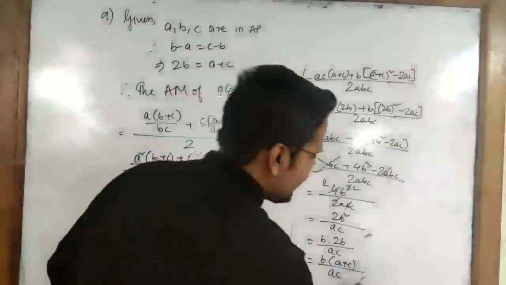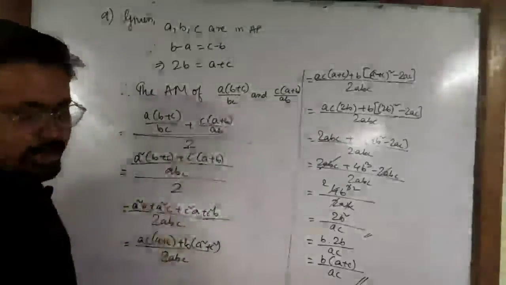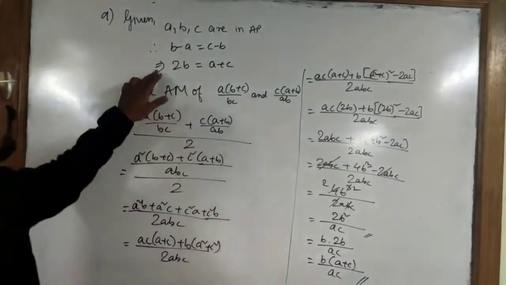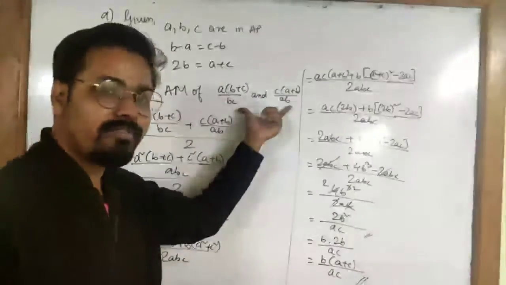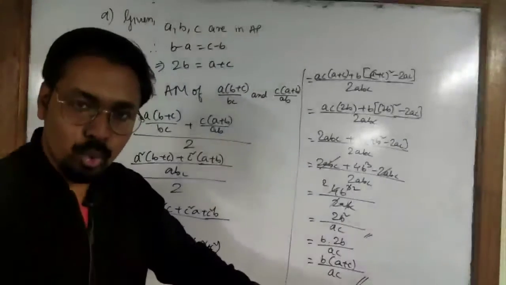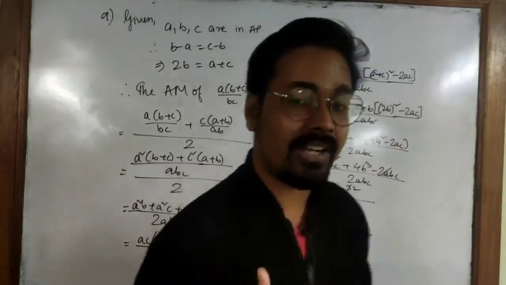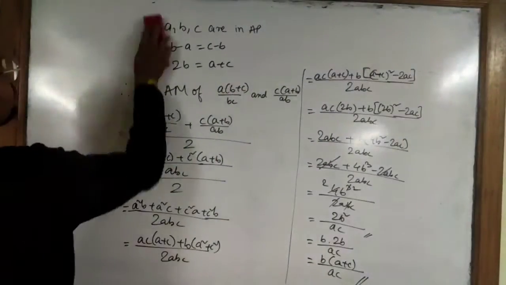So this is the arithmetic mean between these two numbers. So hope you got it. You don't have to do anything. From here you get twice B equal to A plus C. The numbers that you have, add them, divide by 2 and you get the arithmetic mean. Okay. Let's move on to question number 11. I am going to do question number 11 next.